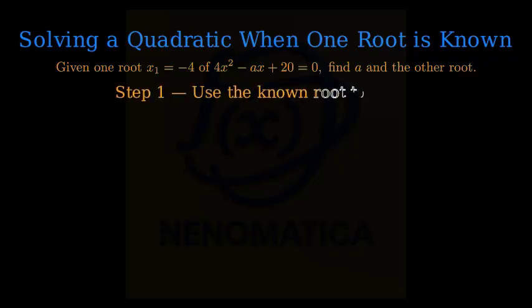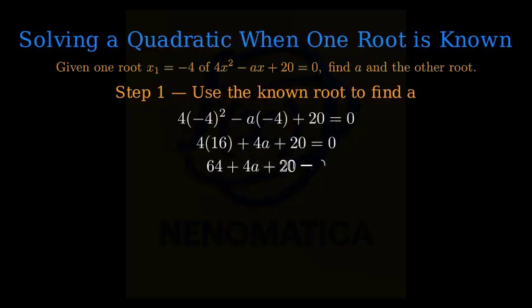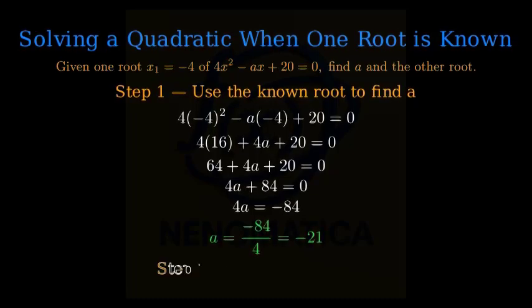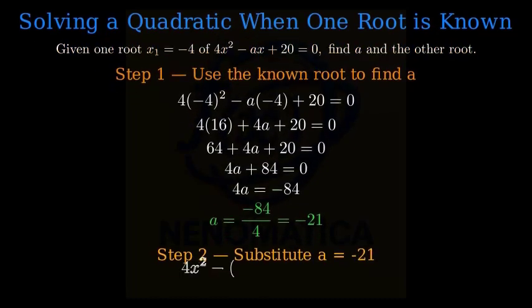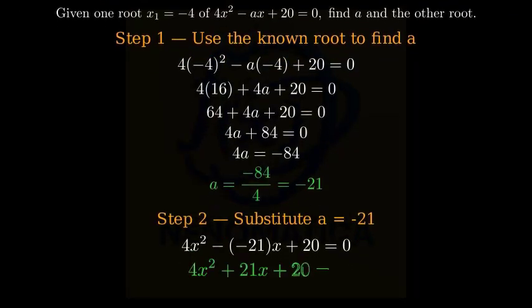Step 1. Because negative 4 is a root, substituting x equals negative 4 must satisfy the equation. We plug it in and solve for a. Step 2. Substitute a equals negative 21 back into the quadratic.